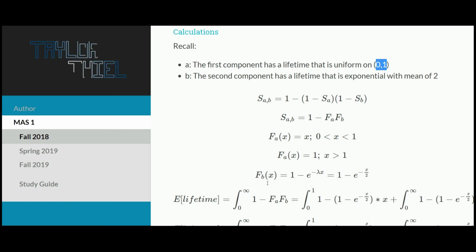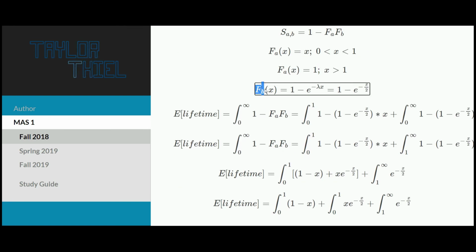The second thing to note is we're going to be multiplying the CDFs of A and B. So we actually also need to define our CDF for uniform beyond values of 1. So when x is greater than 1, it just is 1, because it's always going to fail by time 1. And then second, we have our exponential. The CDF of an exponential with mean 2 is just going to be equal to 1 minus e to the negative x over 2.